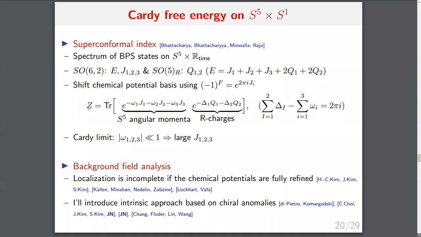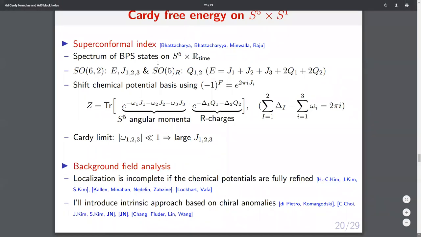So we're basically defining the superconformal index in the modified basis so that the 2πi shift of the chemical potential relation plays the role of the boson-fermion cancellation. It turns out to be related to a better basis for studying the black hole entropy. In this basis, the Cardy limit is defined in the limit where the three omegas are very small, smaller than one. In the charge sector, it corresponds to the limit where all three angular momenta are very large. One can compute this 6D superconformal index by a localization of the 5D superconformal theory on the S5.